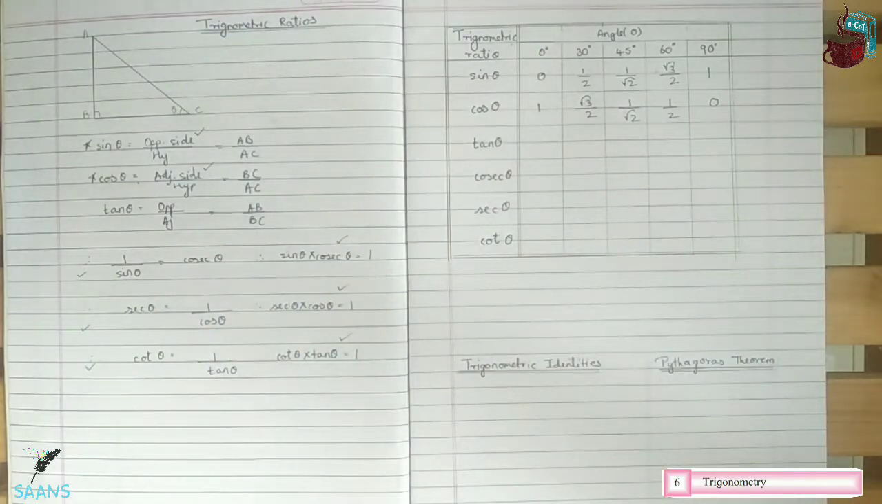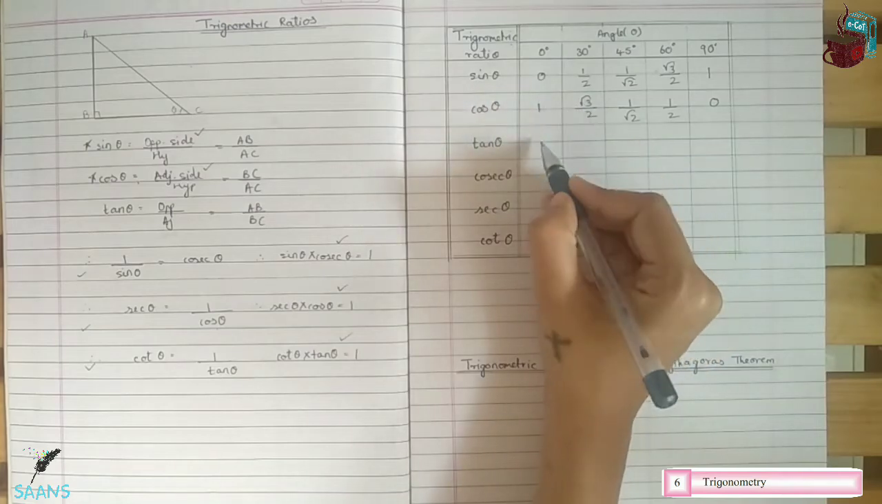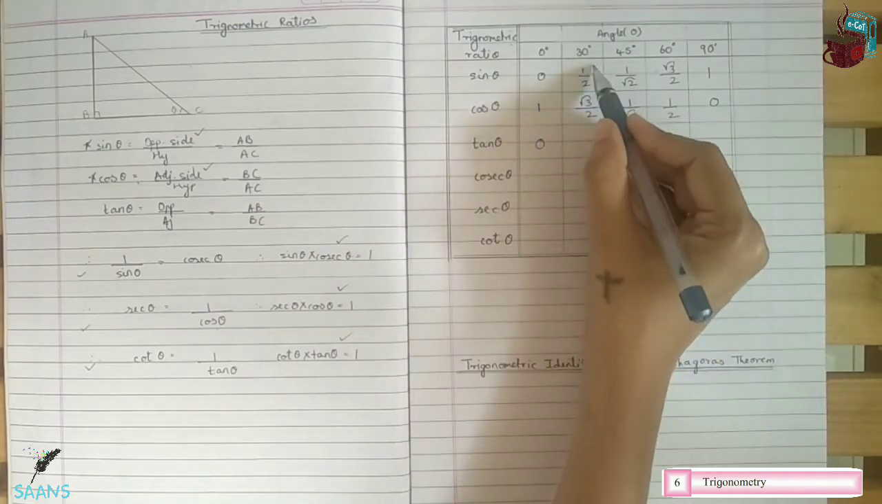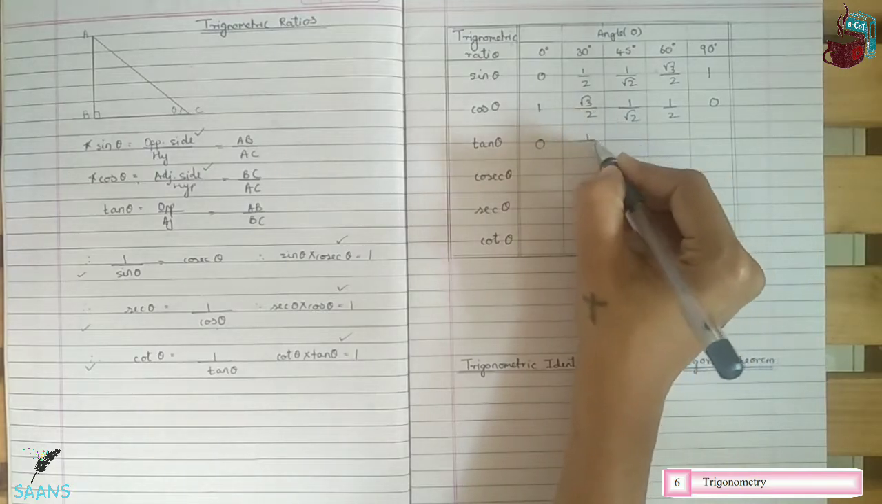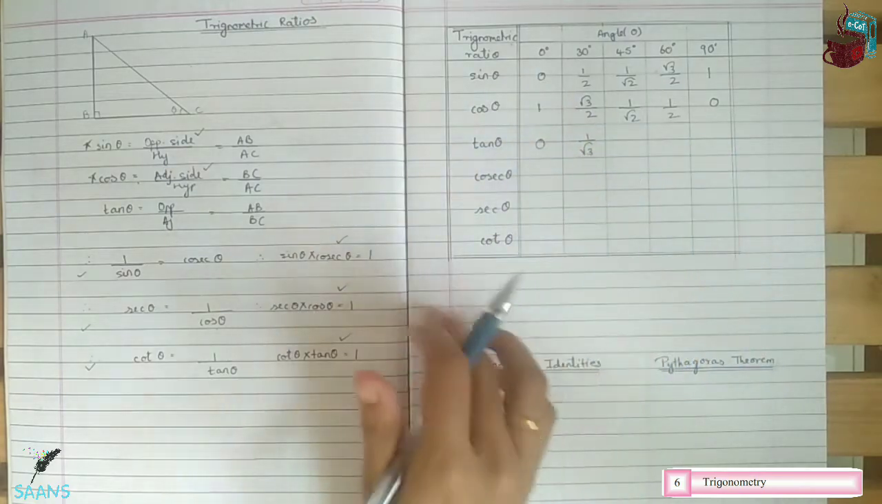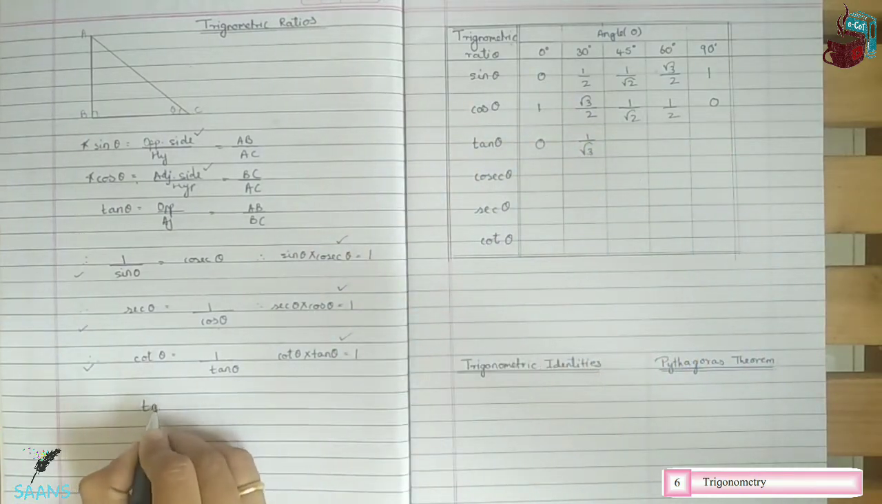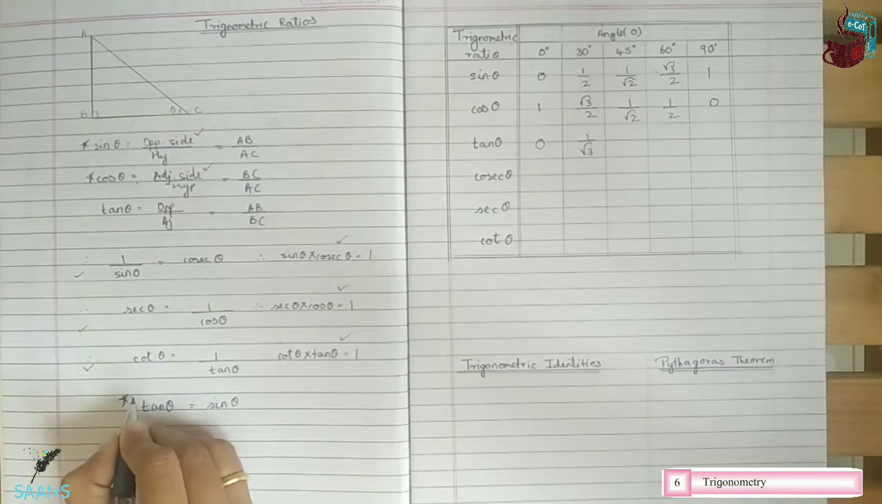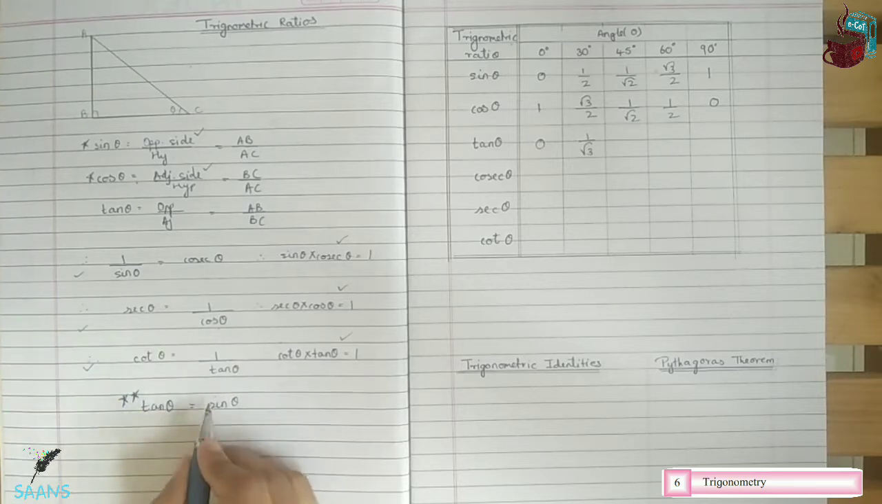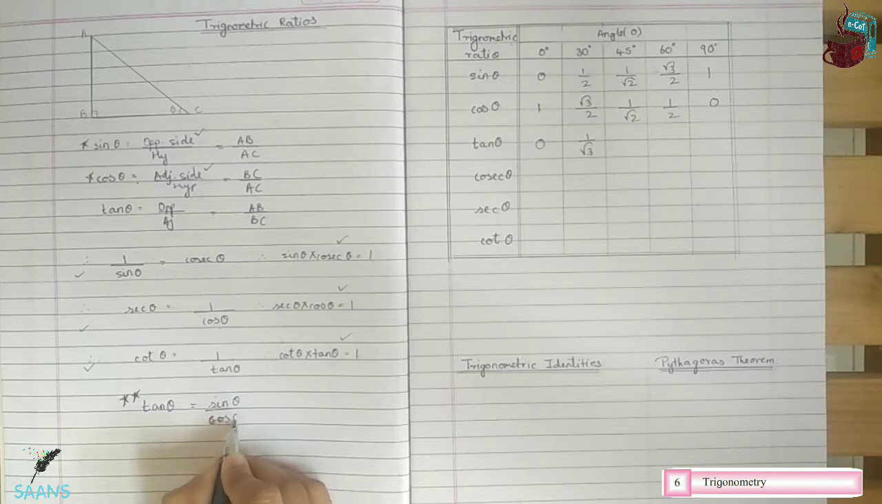It's so easy. Okay, now let's try tan. 0 upon 1 is 0, 1 upon 2 and root 3 upon 2. So it becomes 1 upon root 3. There is one more formula for tan theta. Very important, you will be using it every now and then. Tan theta is nothing but sin theta upon cos theta.